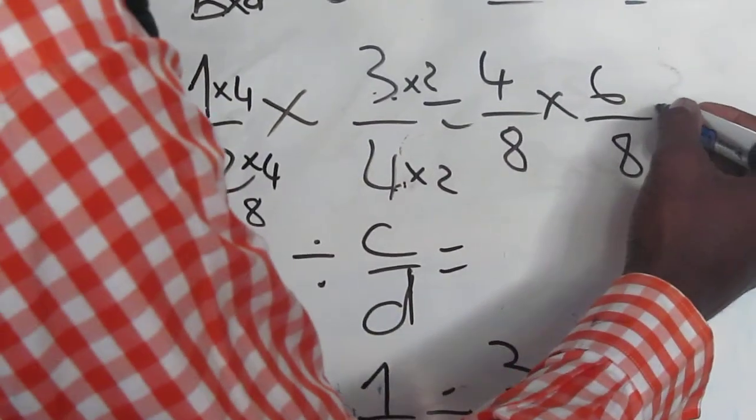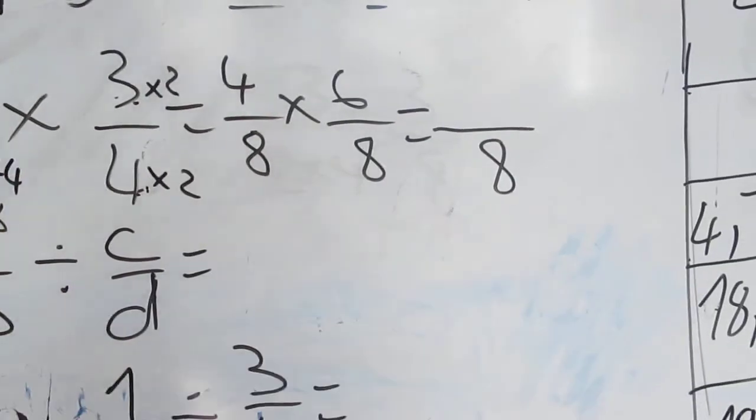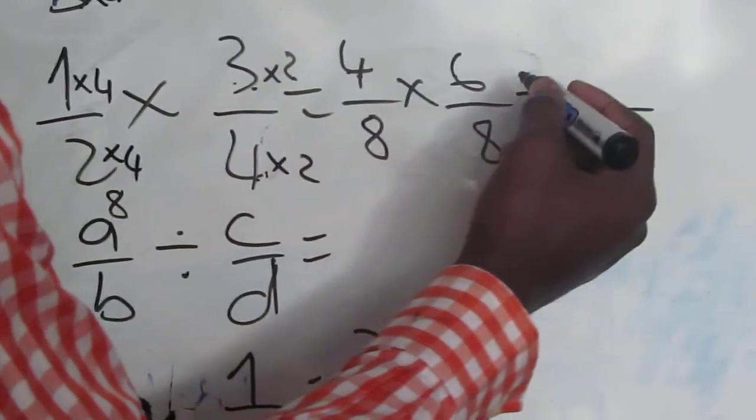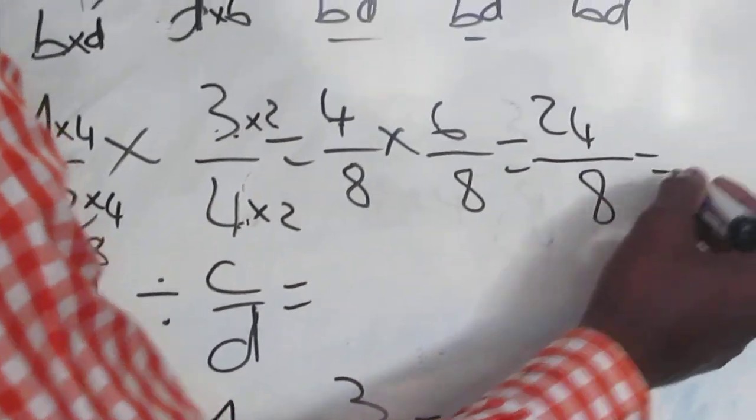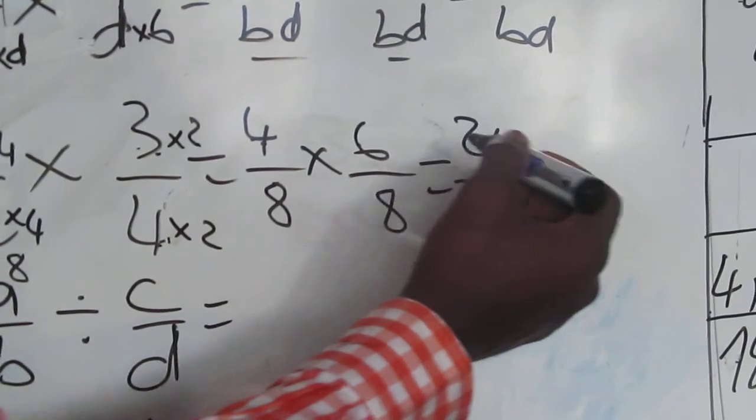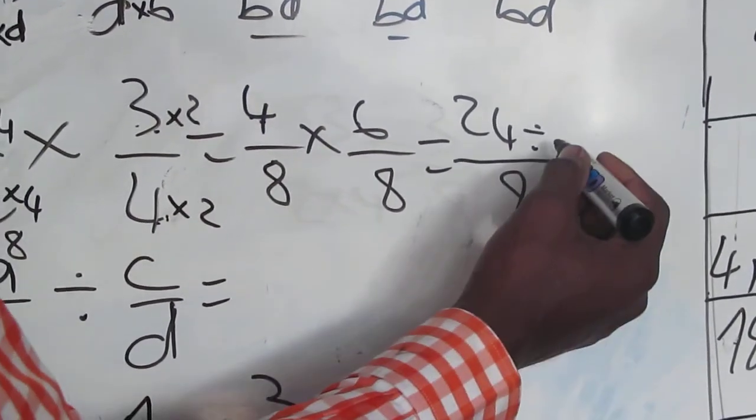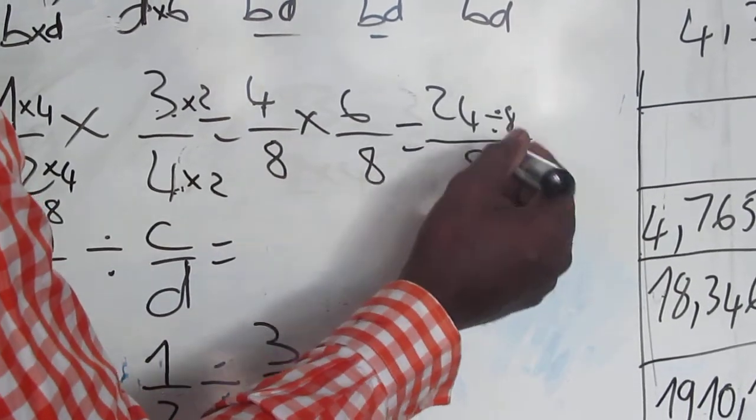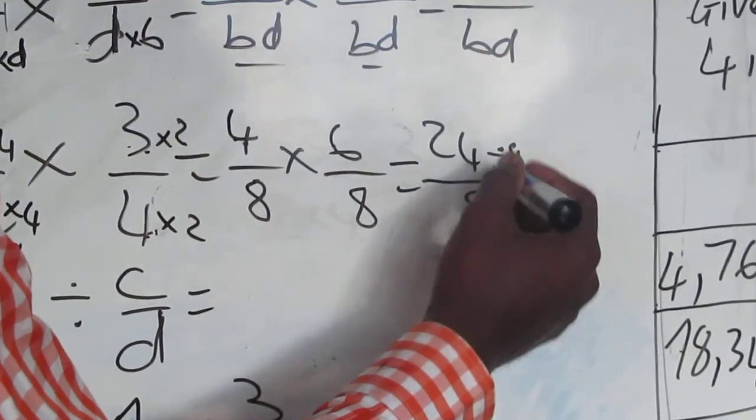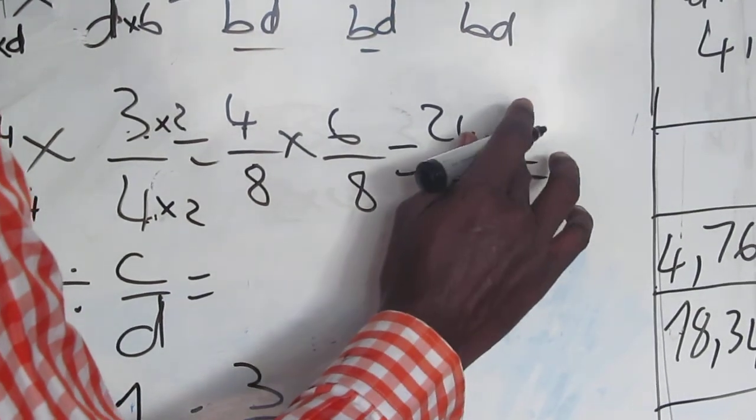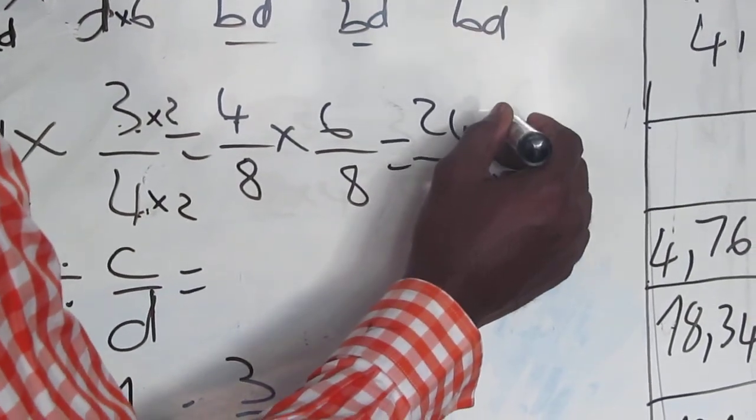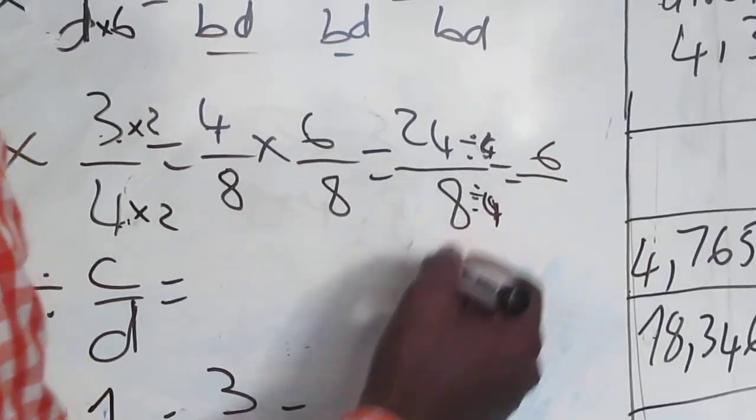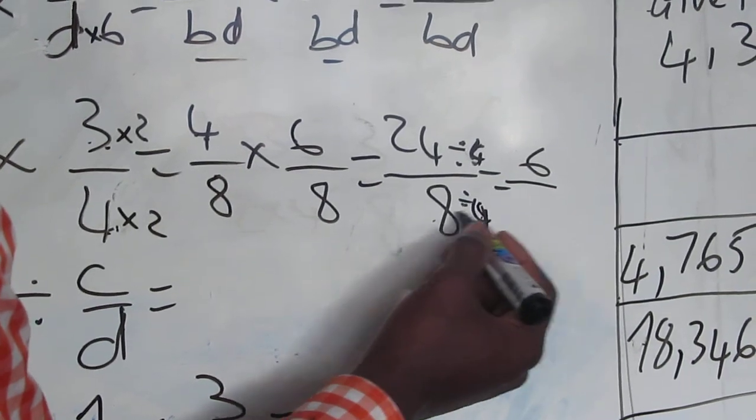As I have 8 there, I just keep this denominator, I have my 8, and 4 times 6 is 24. Can I leave it like this? No, because I can divide this one. I can divide this one by 8, and here also I can divide by 8 as well. So let me divide this one by 4, and this one by 4 as well. Divide by 4, I got 6 over there. Divide by 4, I got 2.